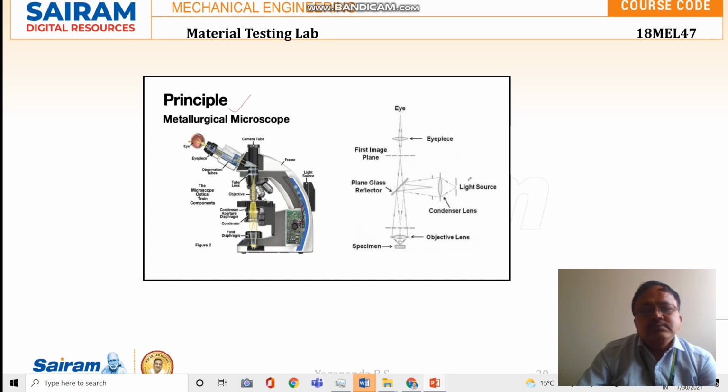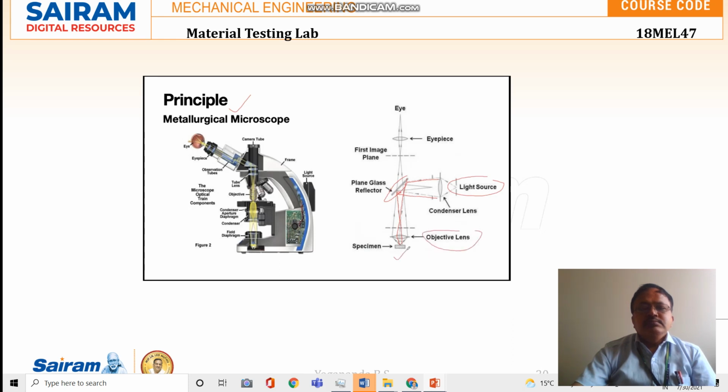So, from this light source, a horizontal beam of light is reflected by means of a plain glass reflector. As you can see, these lights will be reflected like this through the plain glass reflector downwards through the microscope objective on the surface of the specimen. Then some of these incident light get reflected in this direction.